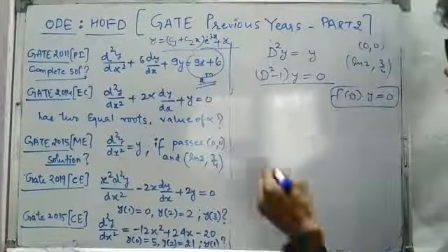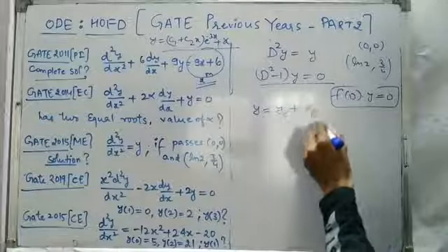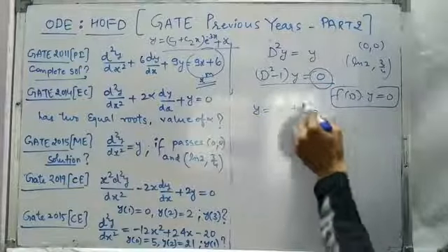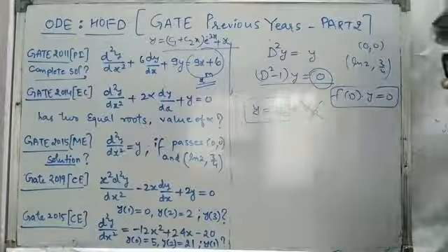So we are going to get only the yc part, because the complete solution is nothing but yc plus yp, but we don't have anything on the right hand side. Capital X is 0, so the yp part is not going to exist. So we are going to get the complete solution as the complementary function only.